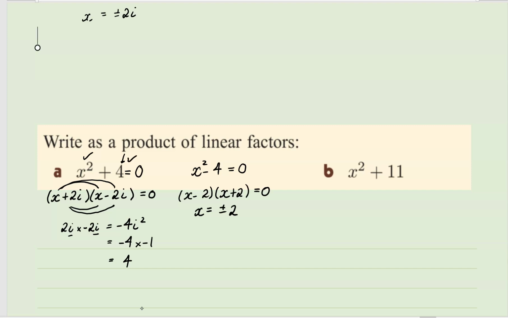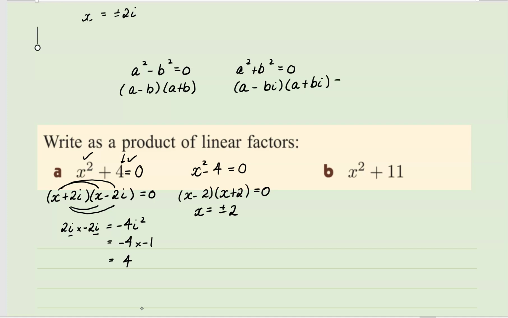So that does work. So keep in mind, we had our rule of a squared minus b squared equals 0. Difference of two squares, we factorize that like so. Well, now when we've got a squared plus b squared, that's going to be a take bi, a plus bi.